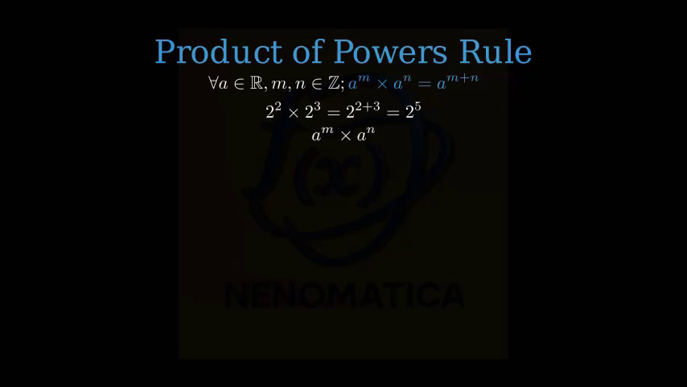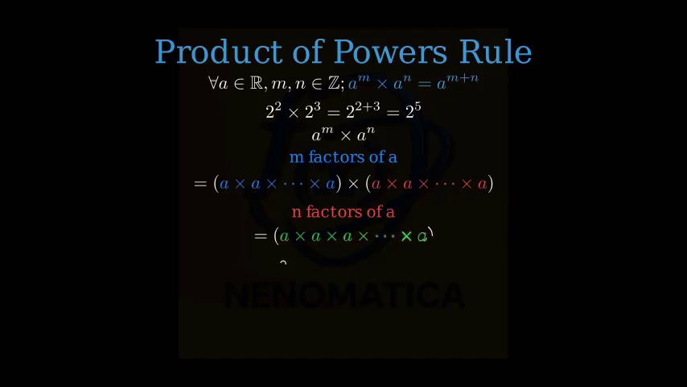We'll start with the expression a to the power m times a to the power n. Let's expand what these exponents actually mean. A to the power m means a multiplied by itself m times. Similarly, a to the power n means a multiplied by itself n times. When we multiply these expressions, we're essentially combining all these a's together. So we have a multiplied by itself m plus n times. And by the definition of exponents, this is equal to a raised to the power of m plus n, which completes our proof. Let's understand this with a visual representation.